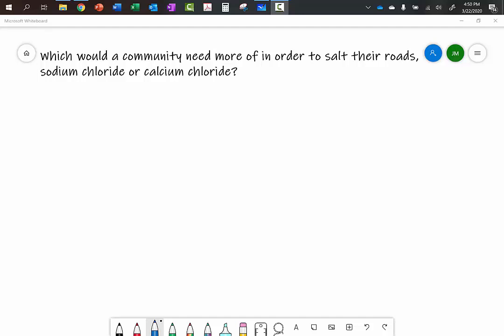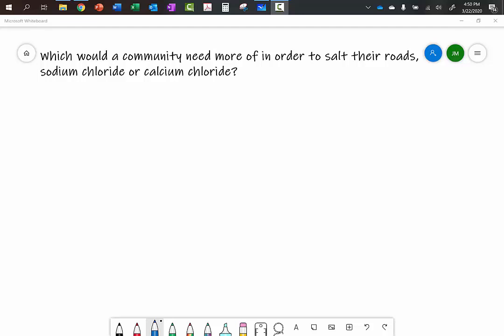Hello. All right. So there was some confusion on that last problem on the colligative properties reading quiz assignment from last week. That last problem says, which would a community need more of in order to salt their roads, sodium chloride or calcium chloride? For this problem, everybody got credit regardless of what your answer was, but I did want to take the time to go over the problem so that we can come to a consensus on what the actual correct answer is.